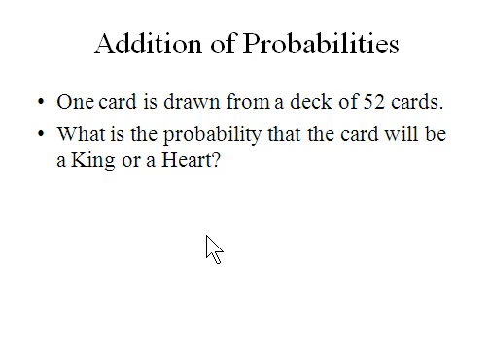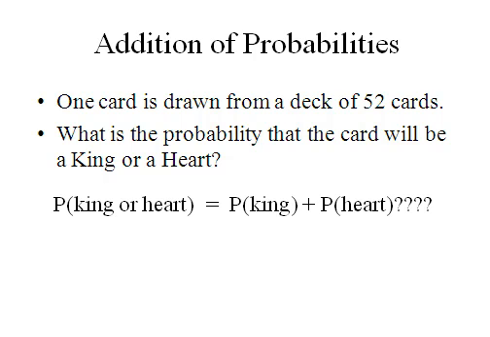One card is drawn from a deck of 52 cards. What is the probability that the card drawn will be a king or a heart? King or a heart? Now, using the formulas we've done so far, we would just take the probability of a king and add it to the probability of a heart.